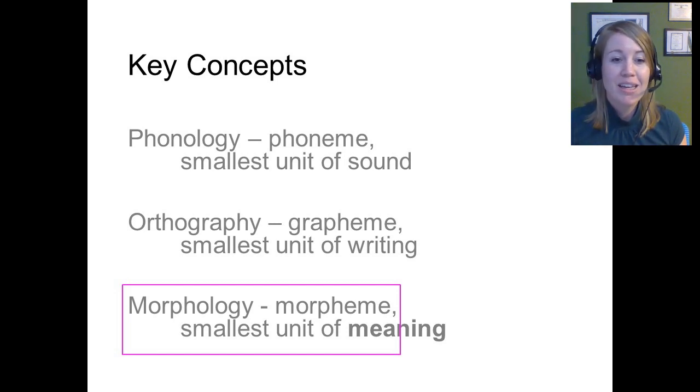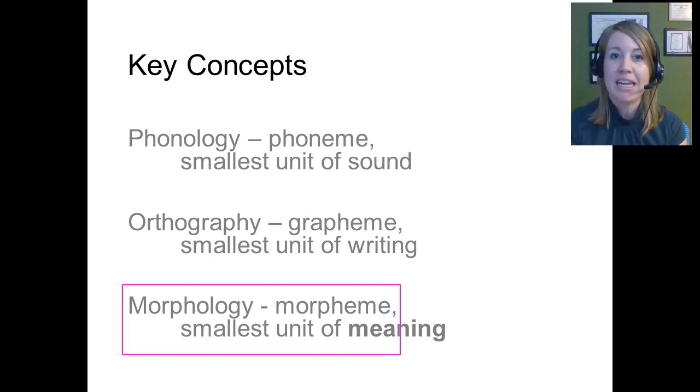Okay. Now we're going to go into morphology, and this is why I'm building up to it. Because in morphology, we deal with morphemes, which is the new word I was going to introduce you to. And the definition of a morpheme is smallest unit of meaning. So there's a consistency here, right? Smallest unit, smallest unit, smallest unit. But the smallest unit of what is changing?